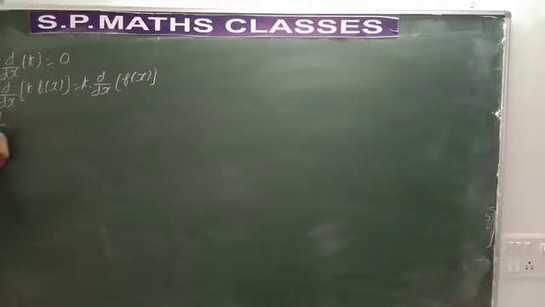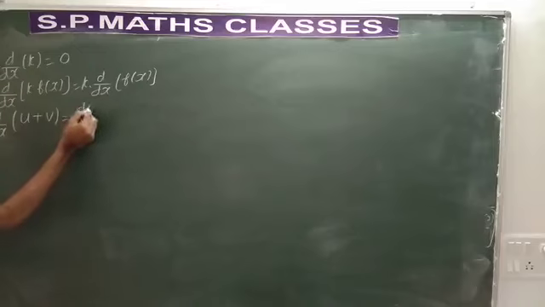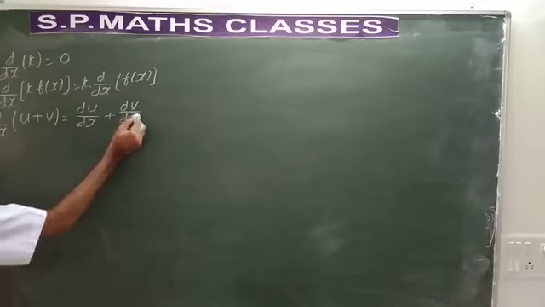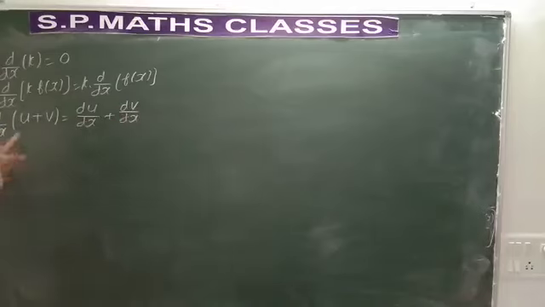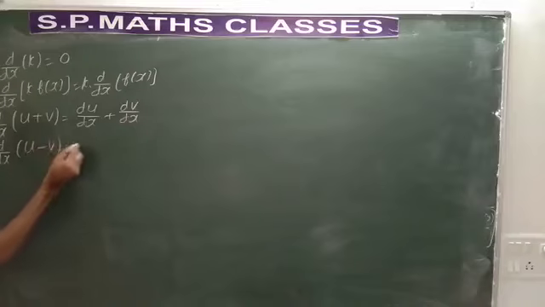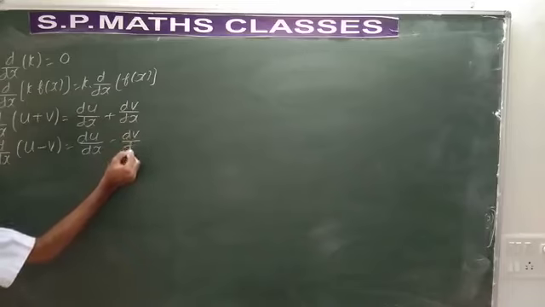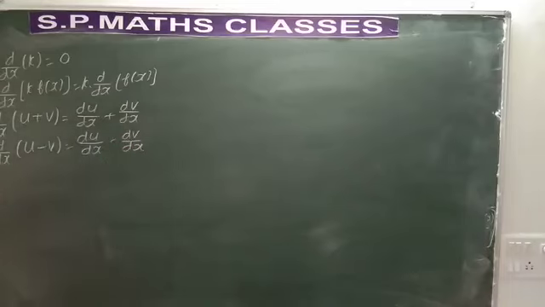Third, d by dx of u plus v is du by dx plus dv by dx. The derivative of a sum of two functions is the sum of the derivatives. Similarly, d by dx of u minus v is du by dx minus dv by dx. That's what we have learned earlier. The derivative of a difference of two functions is the difference of their derivatives. I think you have understood all these basic formulae.